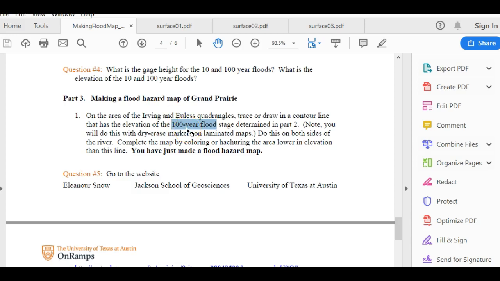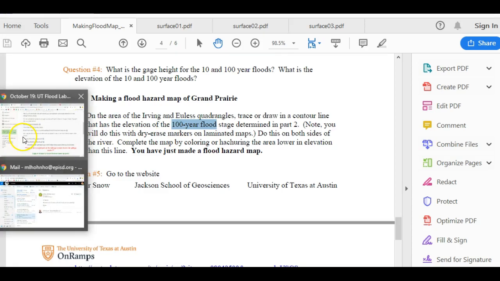So let me give you a hint. This number right here is the number you got right here. If you did it correctly, you should have a number between 400 and 500. I'm not going to tell you the exact number. Now based on that, I'm going to go look at the 2 different topographic maps to see what the flood zone would be based on that number between 450 and 500.